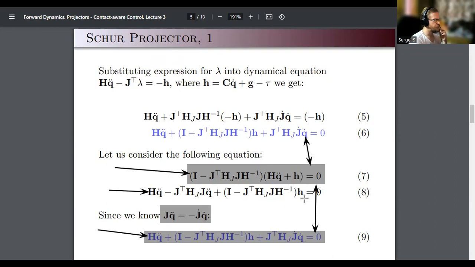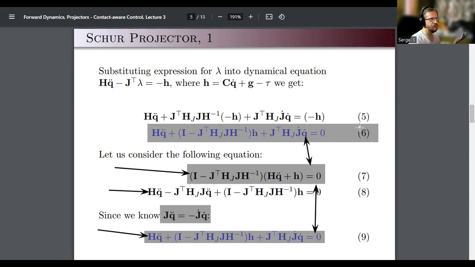So I transfer equation 7 into the form written as equation 9. But equation 9 is one and the same as equation 6. Equation 6, on the other hand, is a manipulated equation in which we substituted analytical expressions for reaction forces. So with that, equation 7, which I simply proposed, became the new form of the manipulated equations with the reaction forces substituted. Do you get my logic?